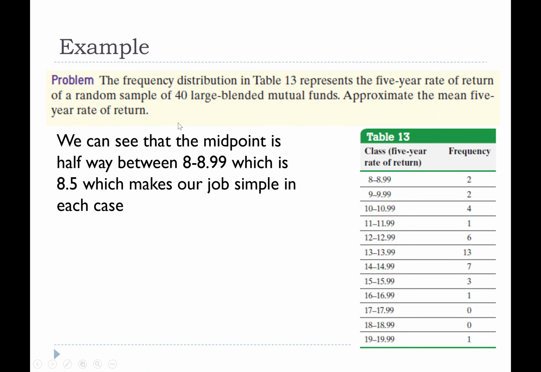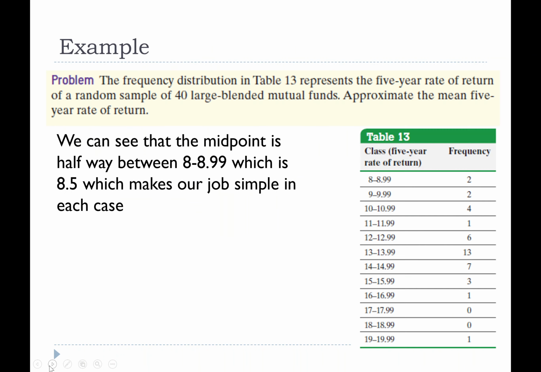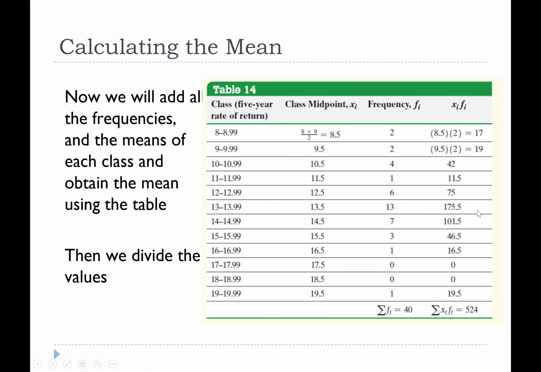And so if we go back to the problem where they actually did it in the book, we can see that the midpoint is halfway between 8 and 8.99, which is 8.5, which makes our job simple because it just turns that into 8.5 times 2 plus 9.5 times 2 and so on and so forth. And so we've got the class midpoint at 8.5, 9.5, 10.5, so on. We've got all the frequencies.